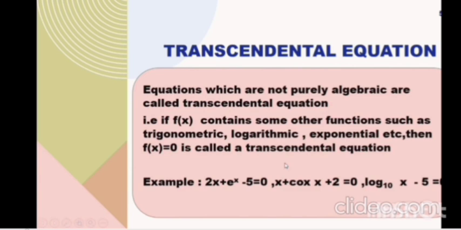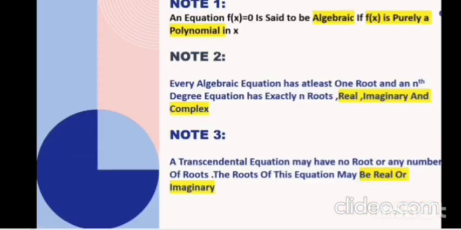Now let me explain transcendental equations. Equations which are not purely algebraic are called transcendental equations. If f(x) contains some function such as a trigonometric, logarithmic or exponential function, then it is said to be a transcendental equation. For example, 2x + e^x - 5 = 0, 2x + cos x + 2 = 0 and log x = 0.